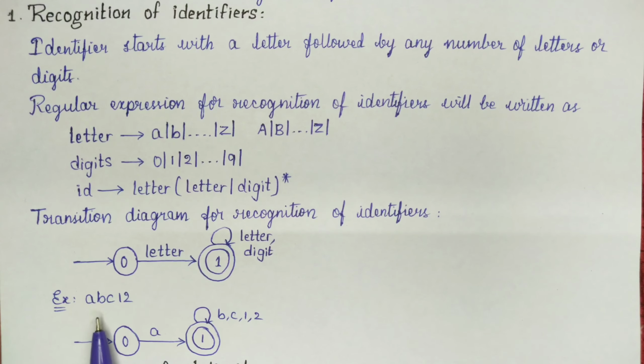Suppose we take an example: A, B, C, 1, 2. The initial state is 0 and A is applied as a letter on state 0. Then in state 1, we can apply any number of letters or digits. So we applied B, C, 1, 2. And 1 is the final state here.